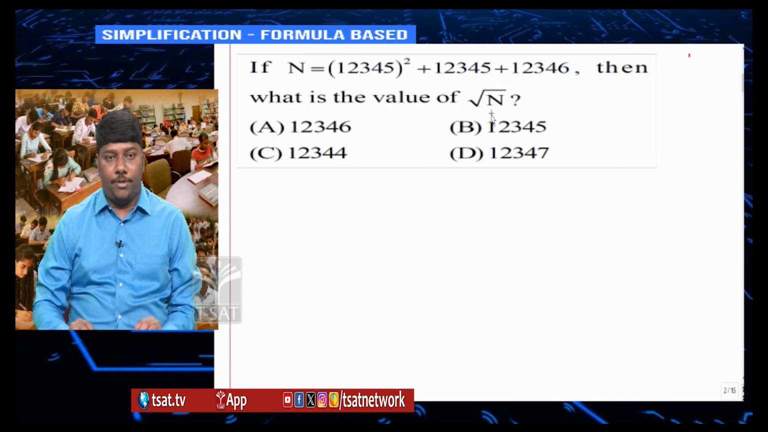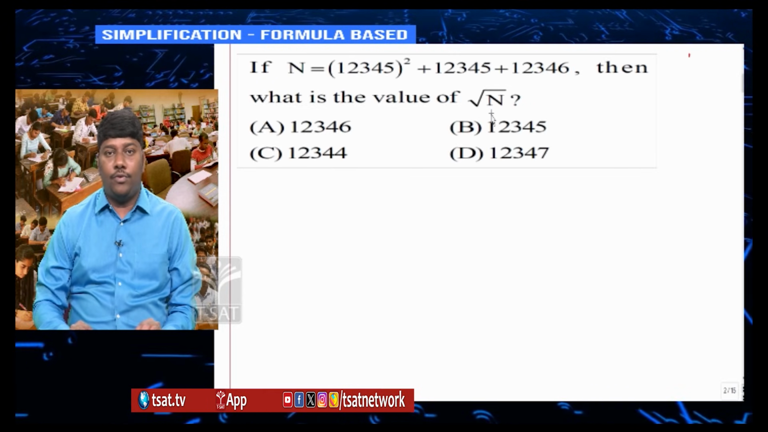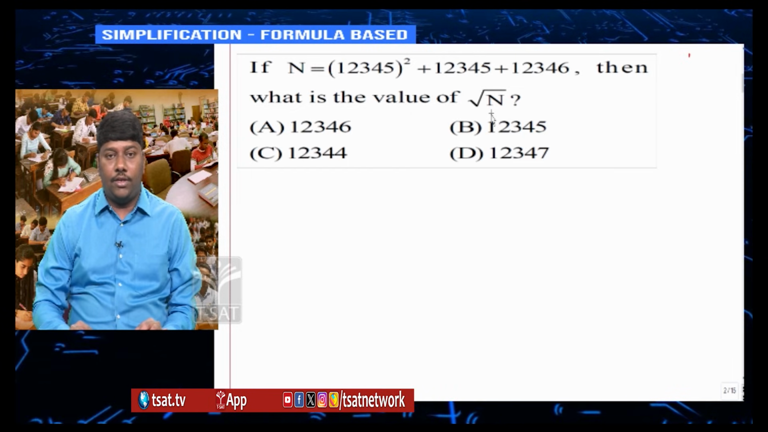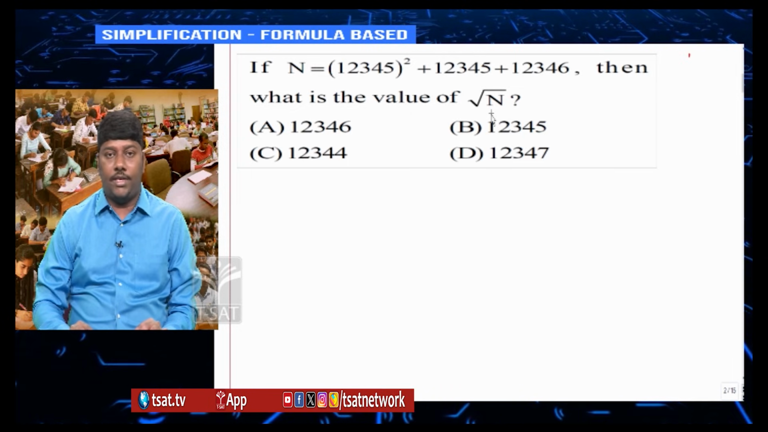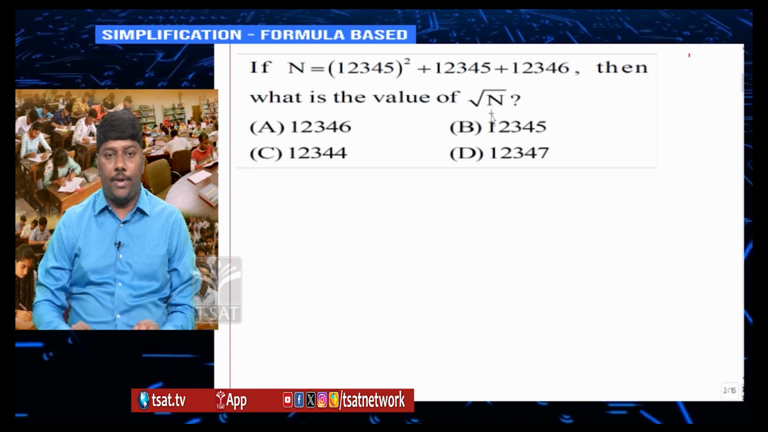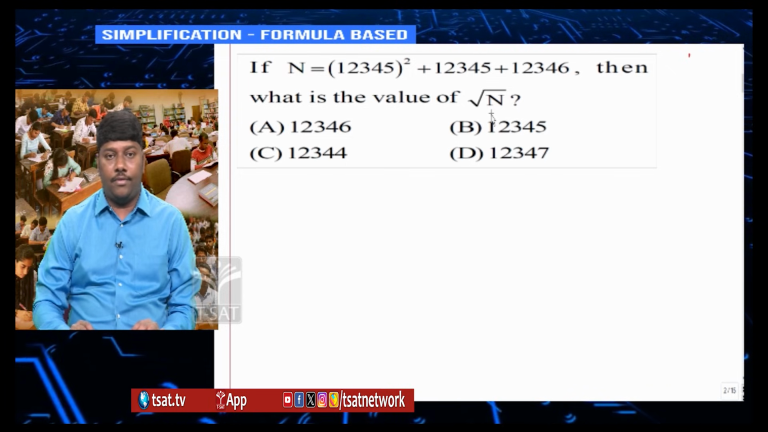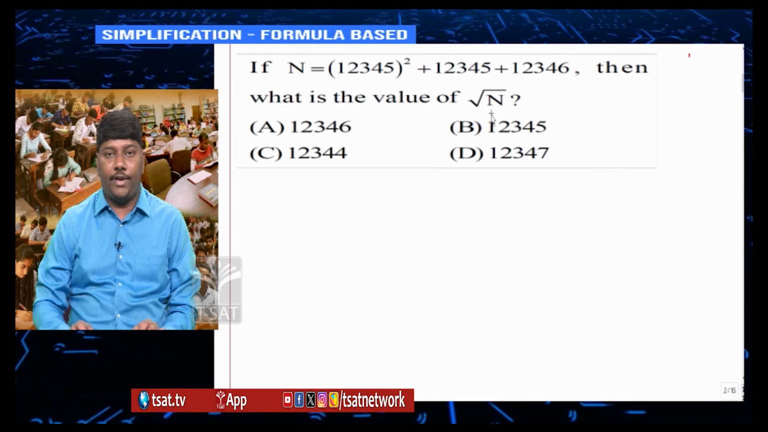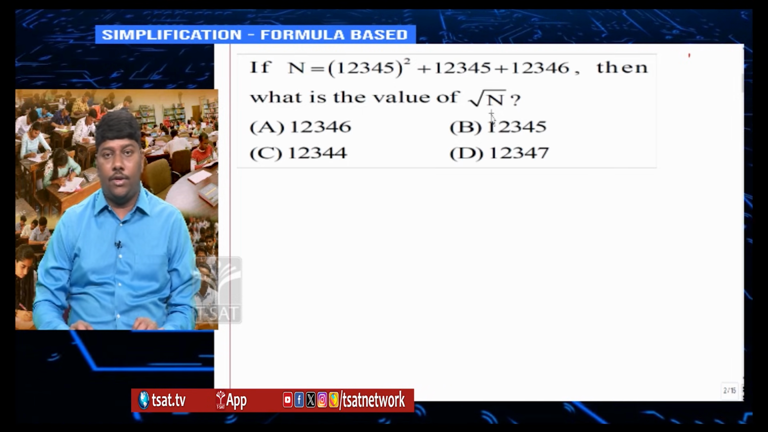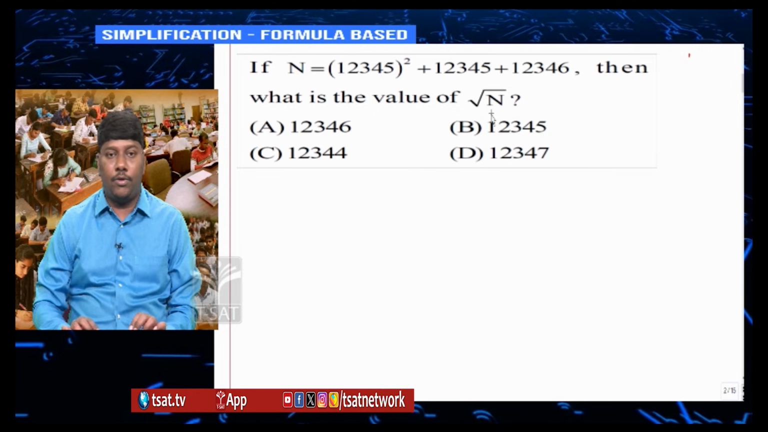Now look at this problem. If n = (12345)² + 12345 + 12346. If you literally solve the square of 12345 squared, the square itself takes more than a minute in the exam. So what is the actual rule of doing this question?